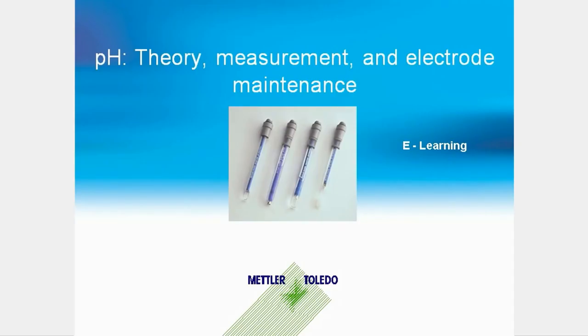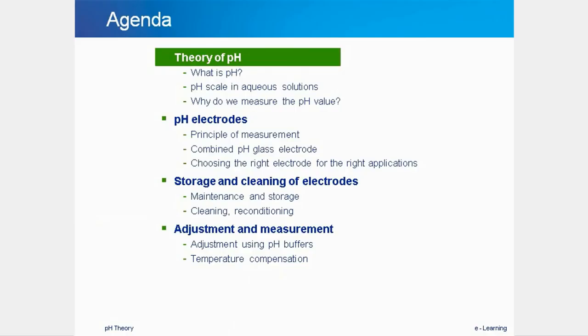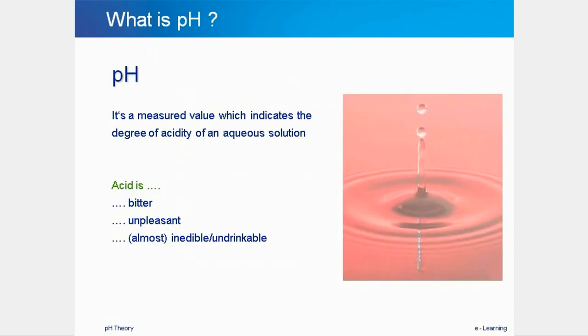This is a brief presentation about theory, sensors, sensor maintenance and measurement of the pH value of a sample. During this presentation, a brief overview of pH theory and measurement of pH values is given. We look at the chemical background of the pH value, at the electrodes which measure pH values, and how to use these electrodes. So what is pH?